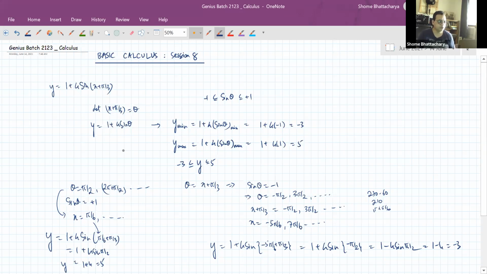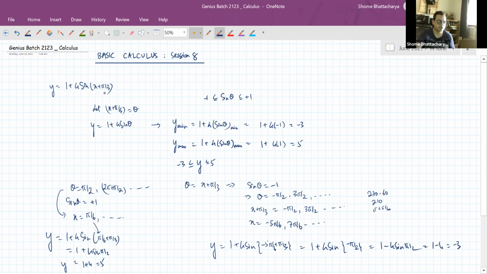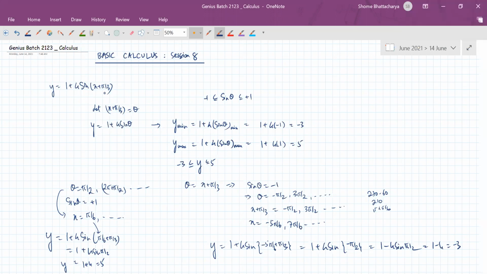Now the whole point is, whatever value of x we take, sine of x plus pi by 3 can never exceed plus 1. So we can say with confidence that this term 4 sine x plus pi by 3 will never exceed 4. So that's why y will never exceed 5, because y is just 1 plus that much. Is it clear now?